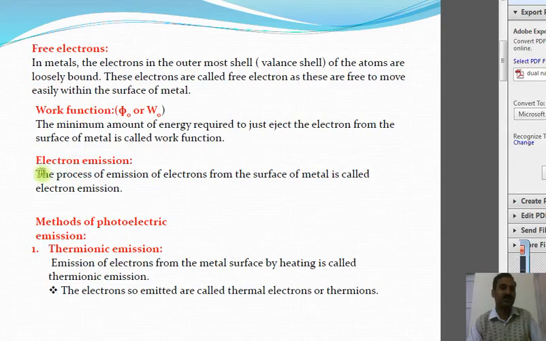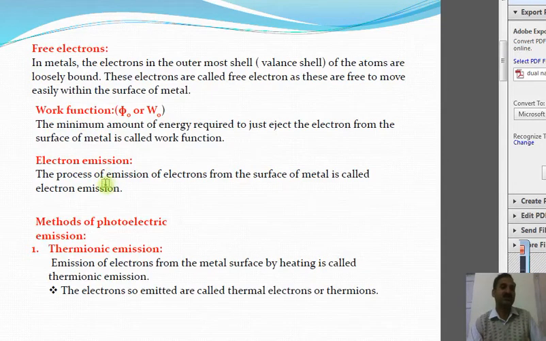Now when it gets energy and gets ejected from the metal surface, this is called electron emission. That is, the process of emission of electron from the surface of metal is called electron emission. So that means some minimum amount of energy is required for that, which we have discussed is a work function.